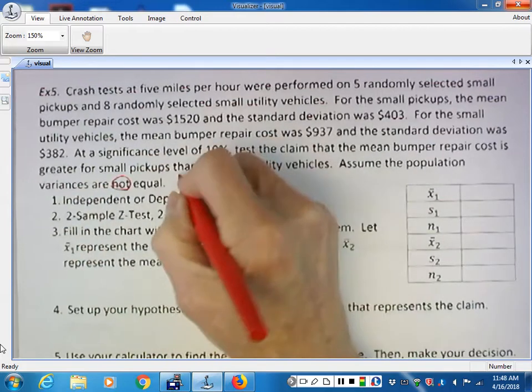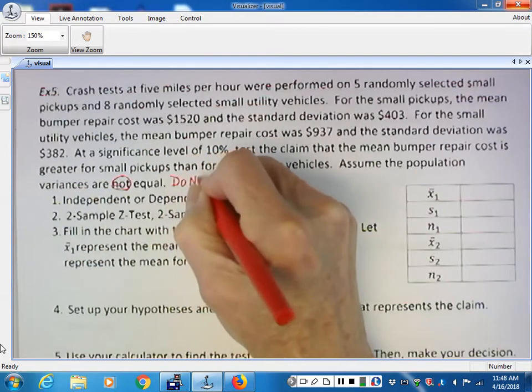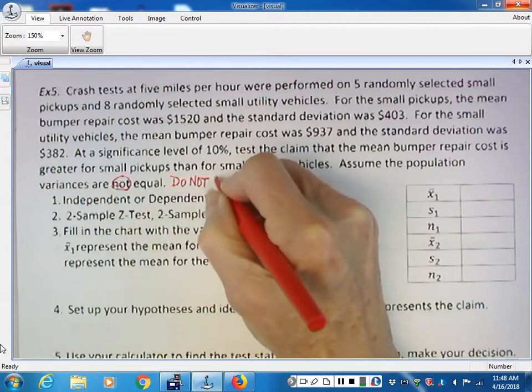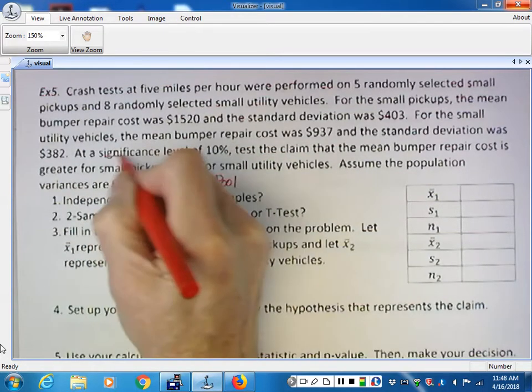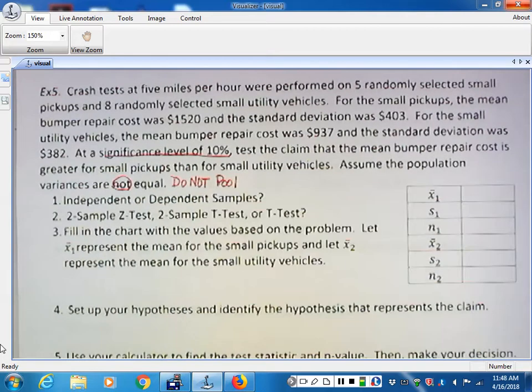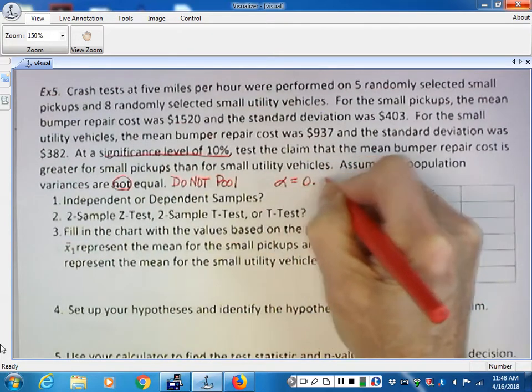So that means when we get to the question about pool, we are not going to pool. And we also notice that the significance level is 10%, so that means that alpha is equal to 0.1.